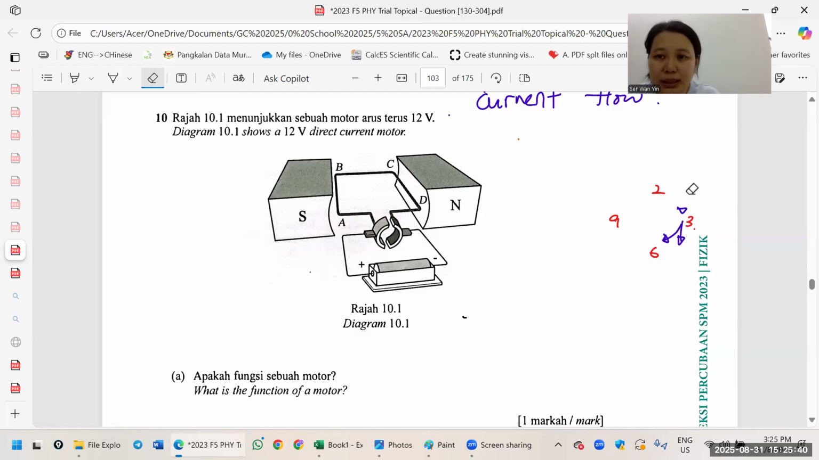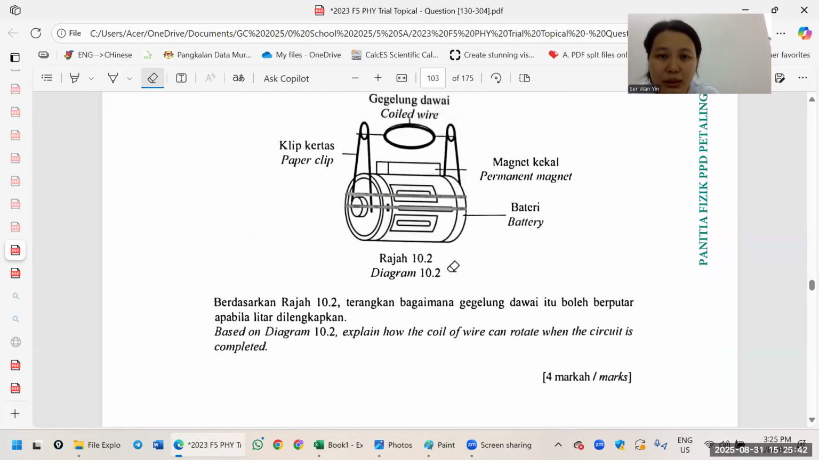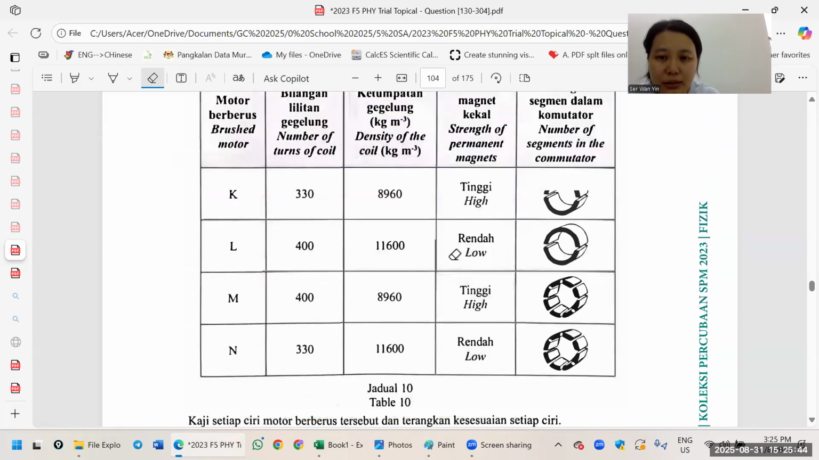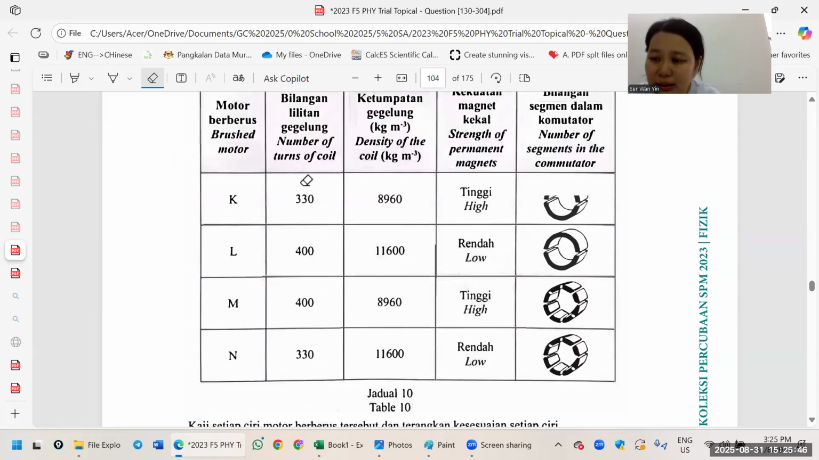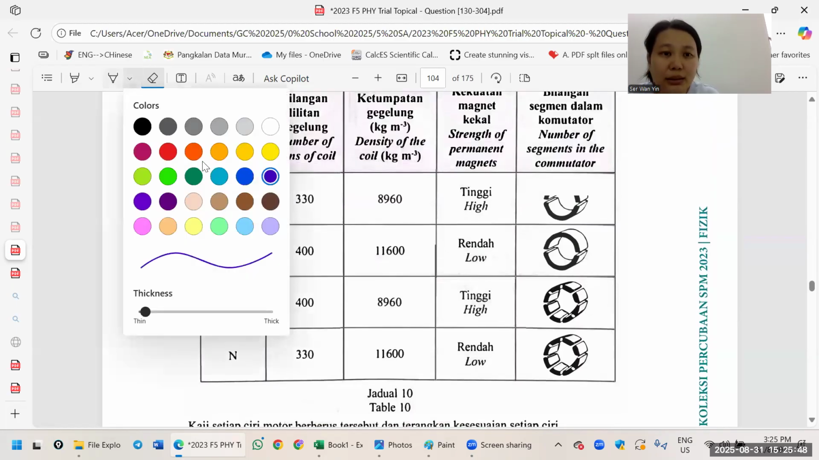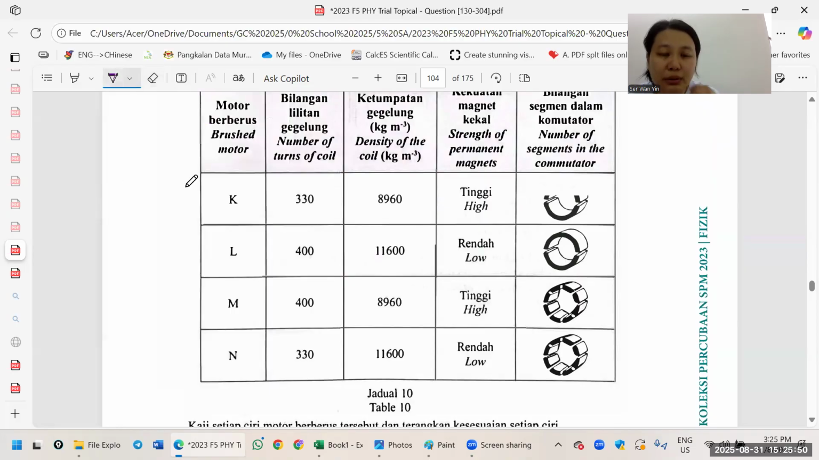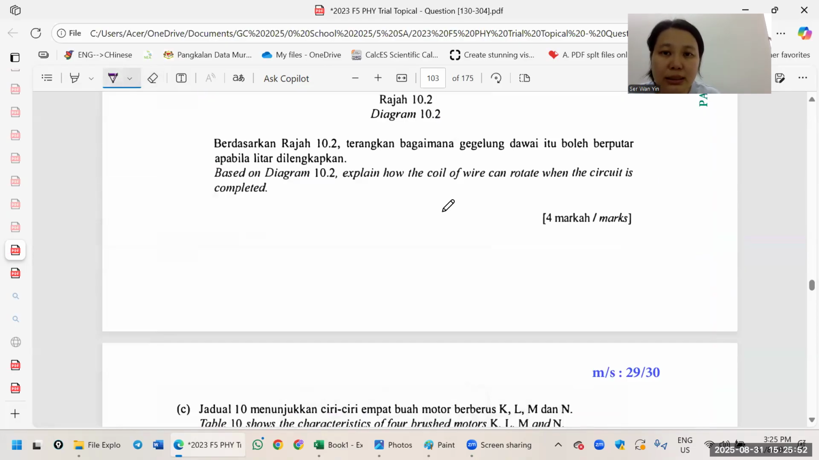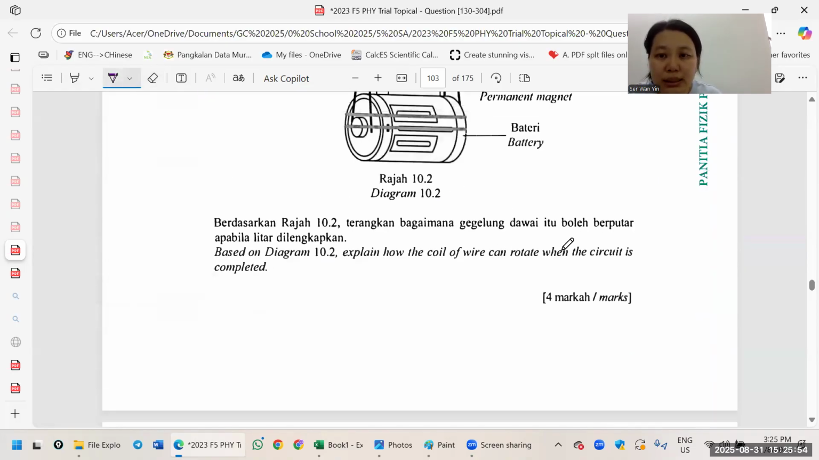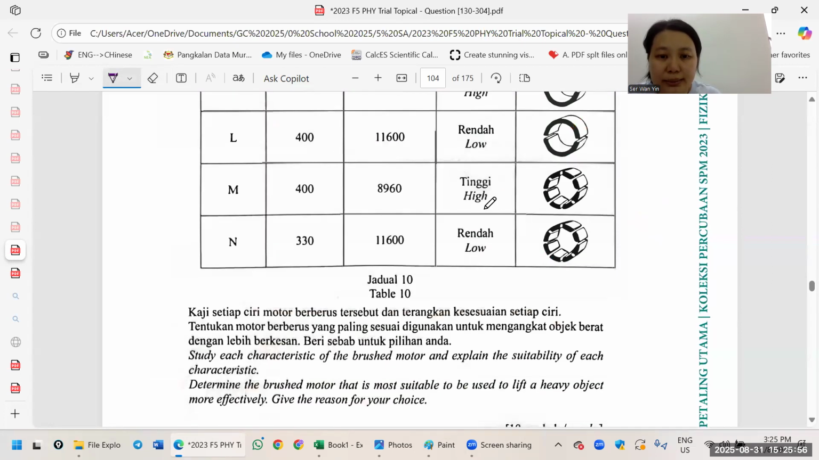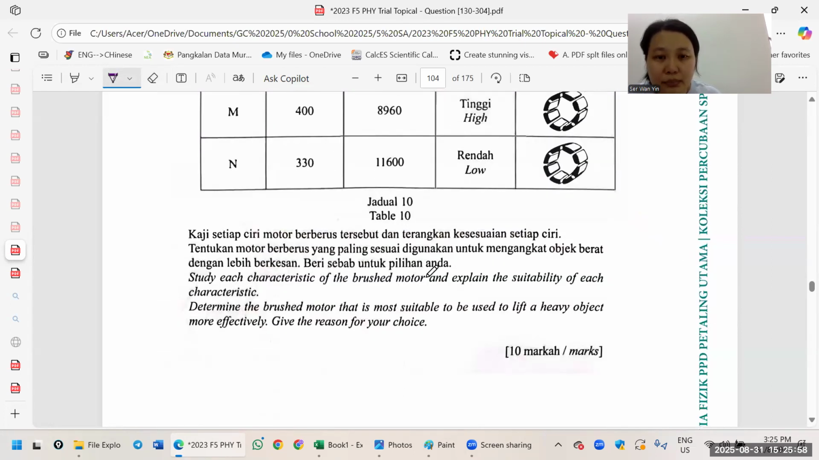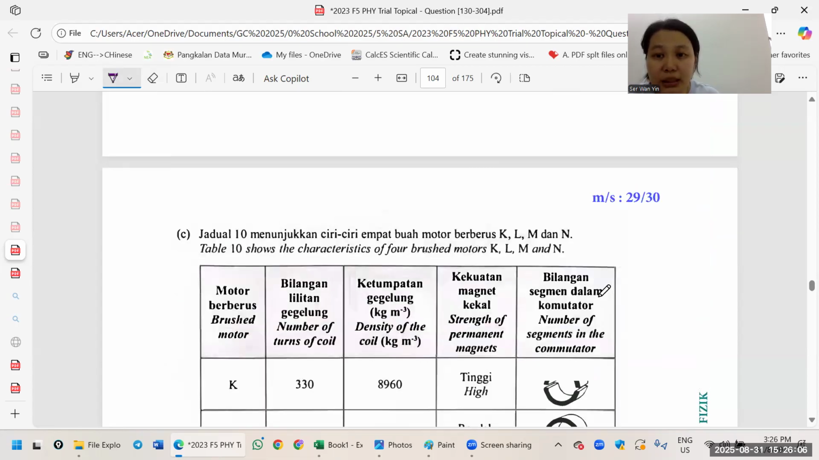Okay, and I should ask, just now I didn't ask about that. So this is a motor. This one is a brush motor. Then which one is most suitable to lift a heavy object more effectively?